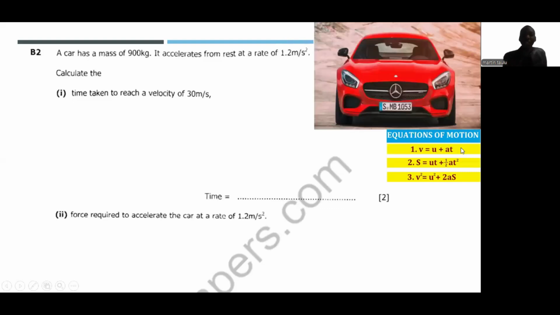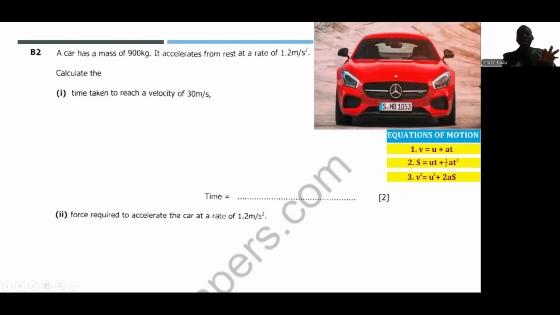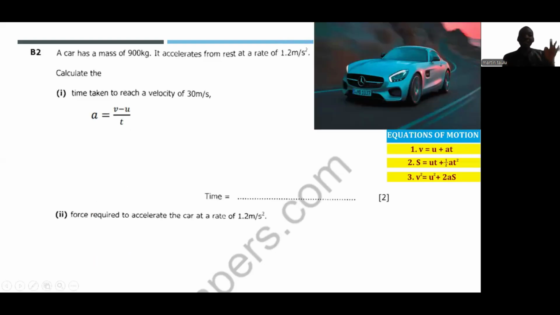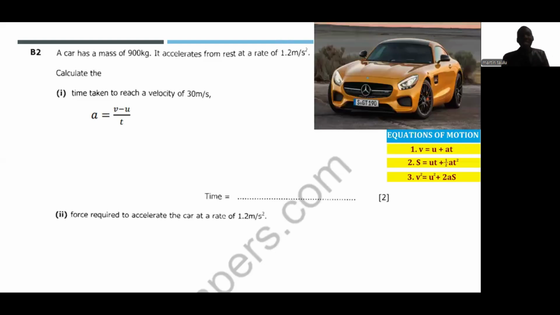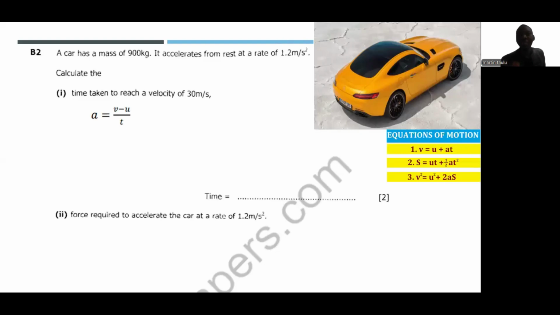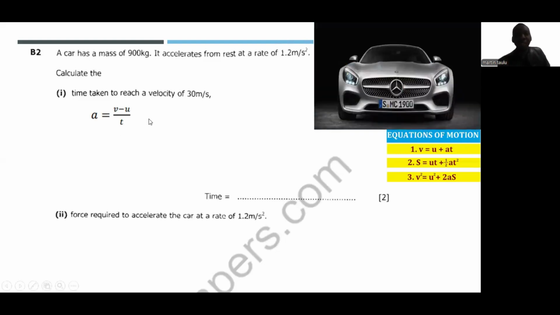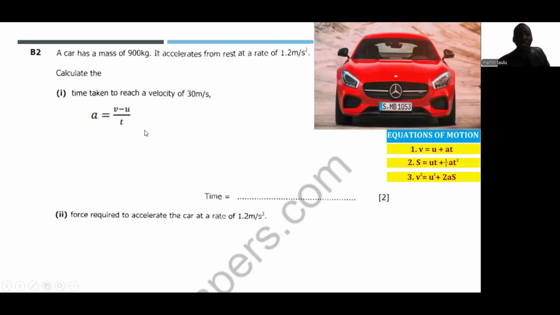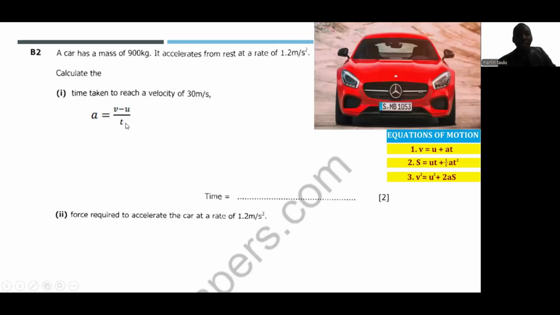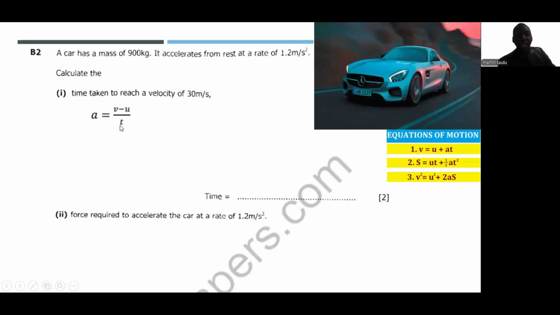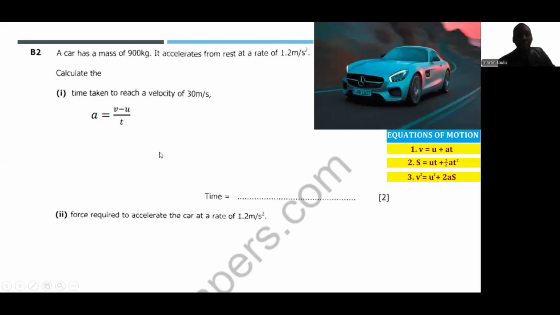So the first equation of motion is actually the same formula as the one for acceleration. Acceleration is equal to V minus U over T. That's actually the same formula. We have just made V the subject of the formula. So in other words, we are using this formula for acceleration in order for us to find the time taken to reach a velocity of 30 meters per second.